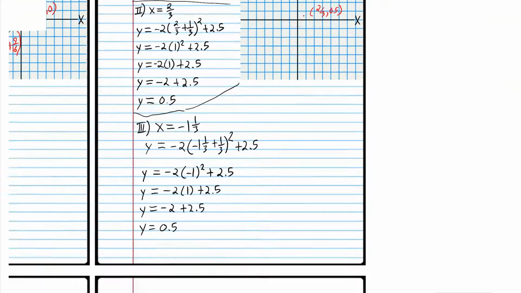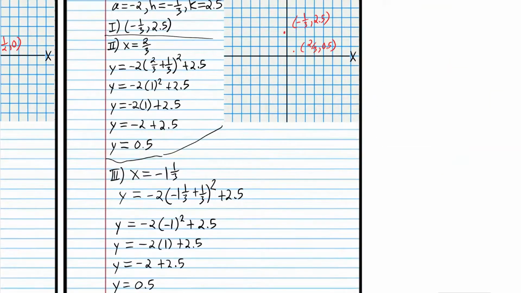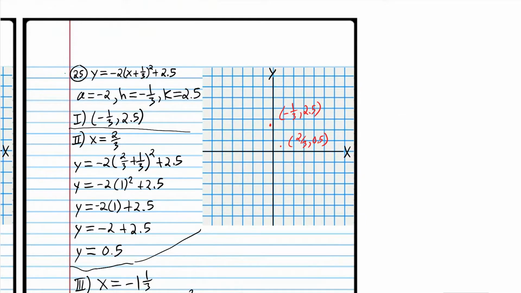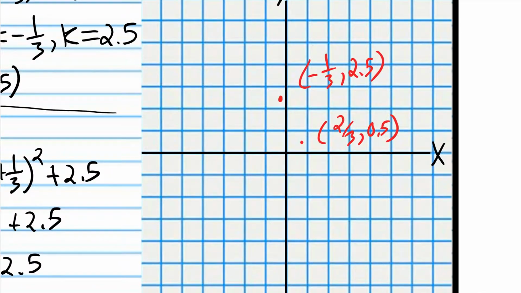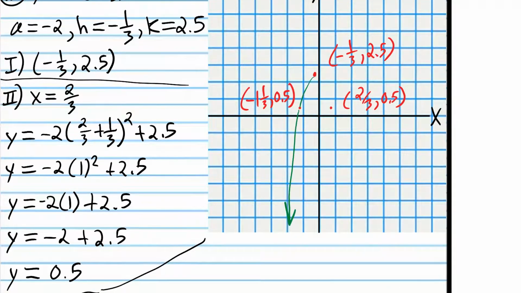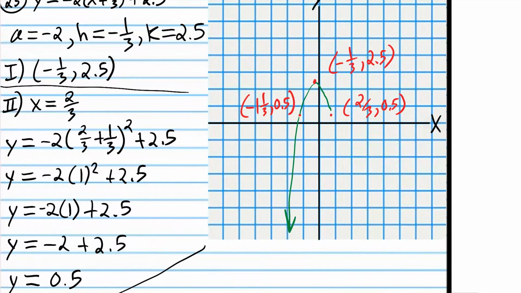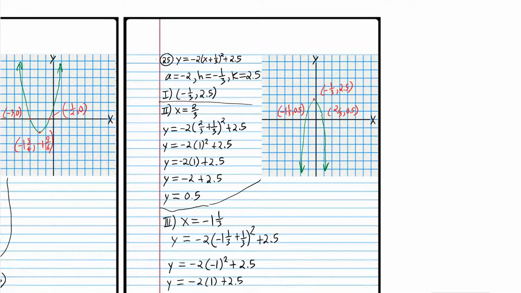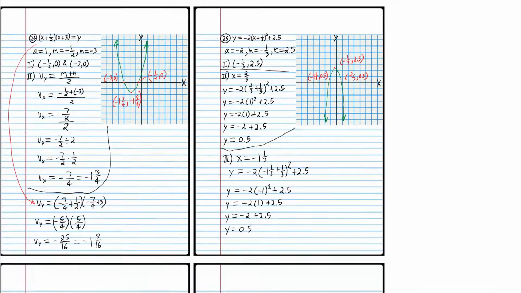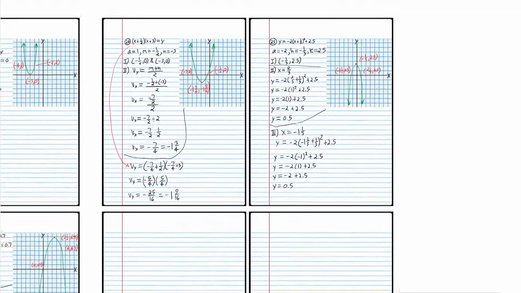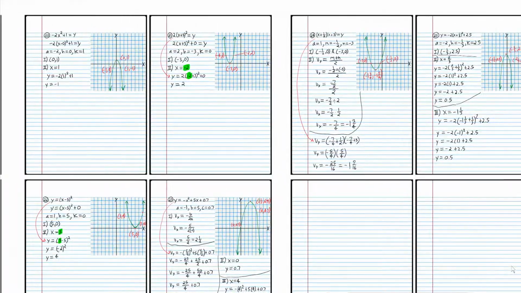So it actually turned out that that was a point to use symmetry. So -1 and 1/3 and 0.5 should be about there. And we can just connect the dots. Okay, so there you go. Those were some problems with decimals and fractions. So that was the class today.